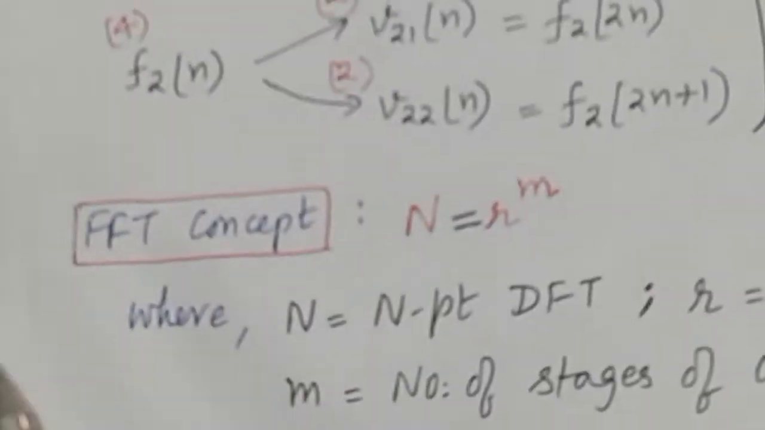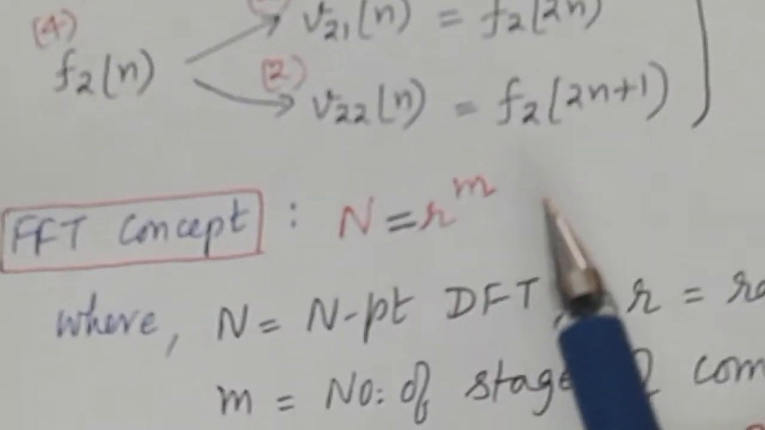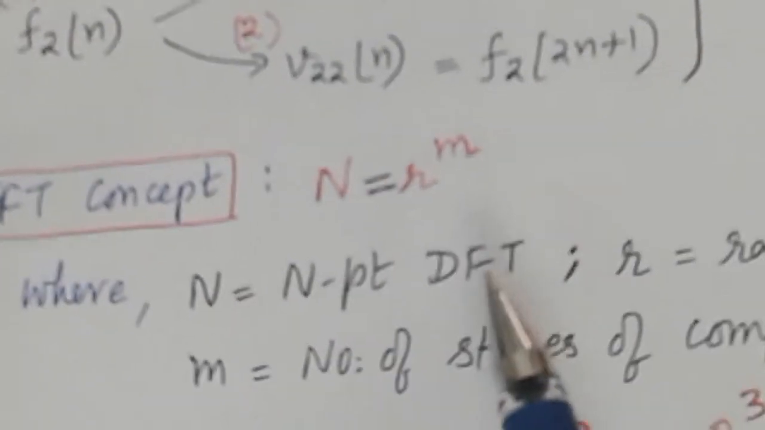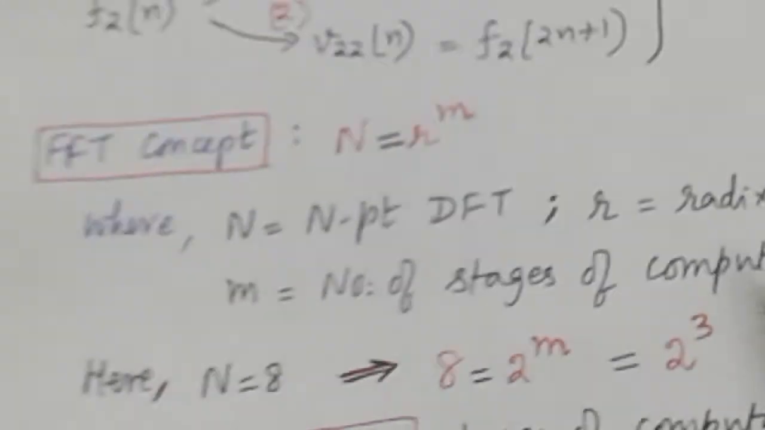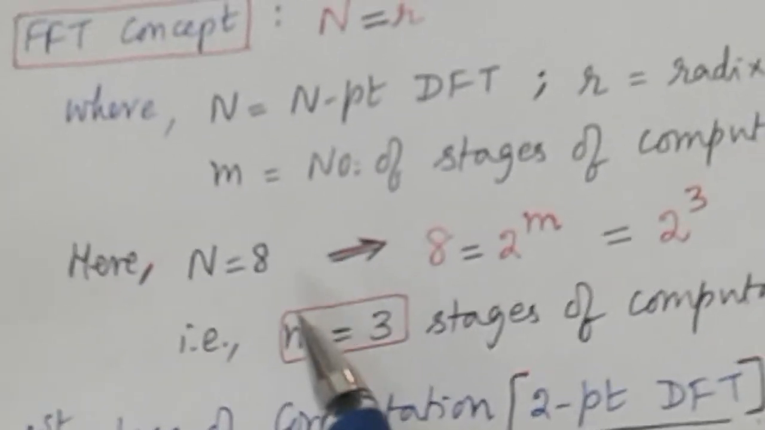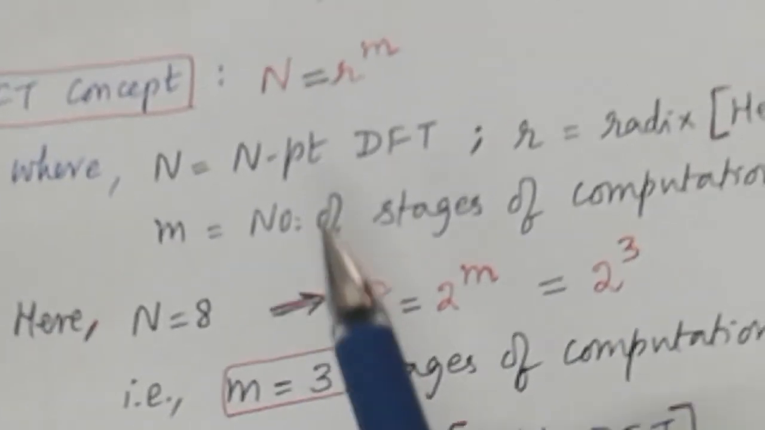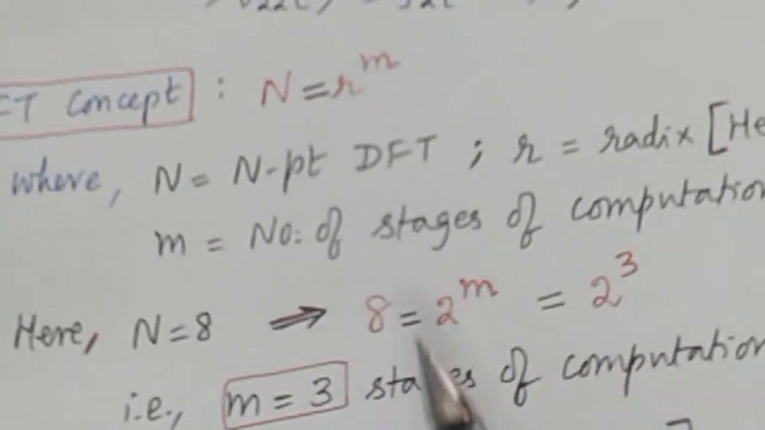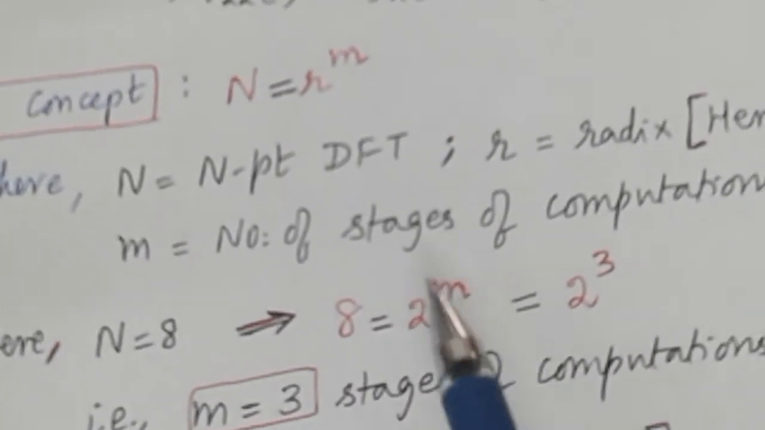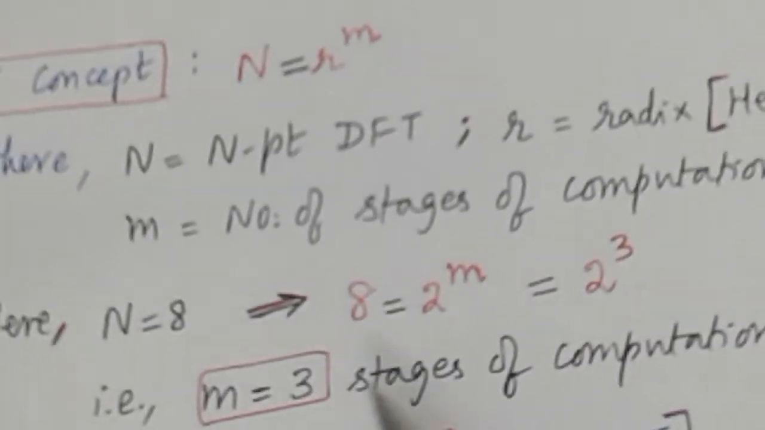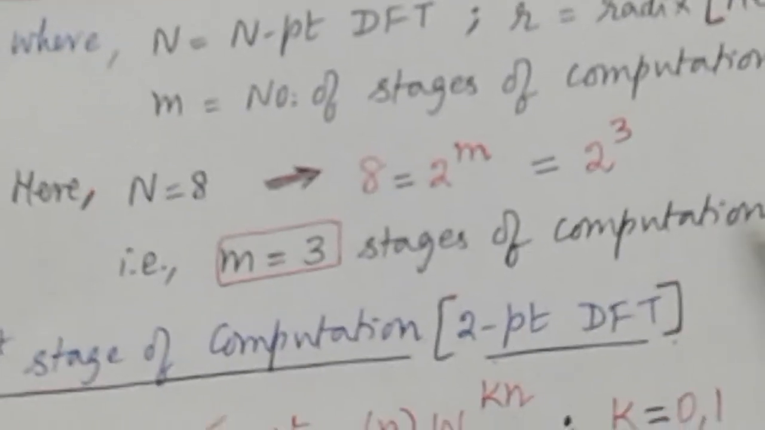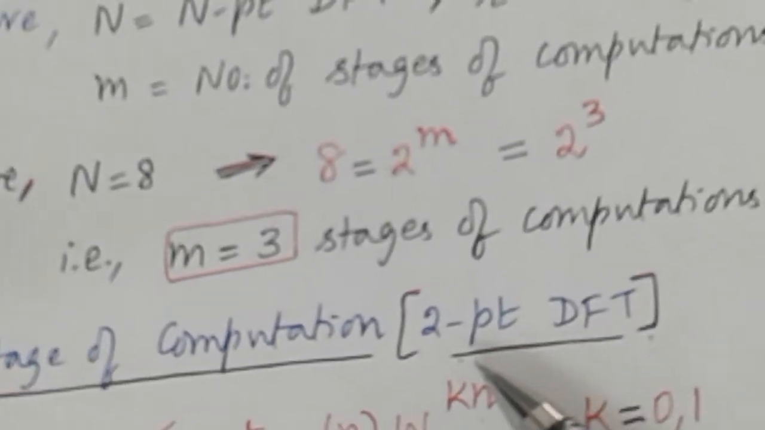Now what is the FFT concept actually? N equal to r power m, where N is the N-point DFT, r is the radix, and m is the number of stages of computation. Here radix is equal to 2 and N equal to 8. Substituting, 2 power m, where m is equal to 3, because 2 power 3 is 8. So m equal to 3, we have 3 stages of computation: 2 point DFT, 4 point DFT and 8 point DFT. Fine.